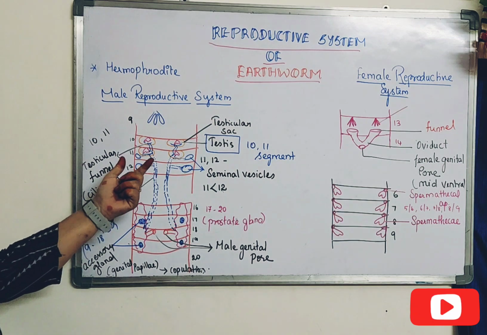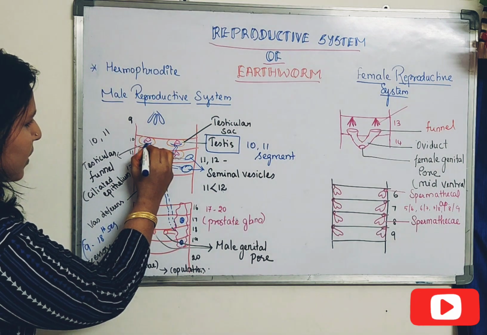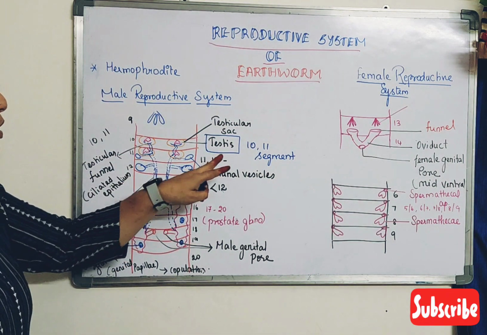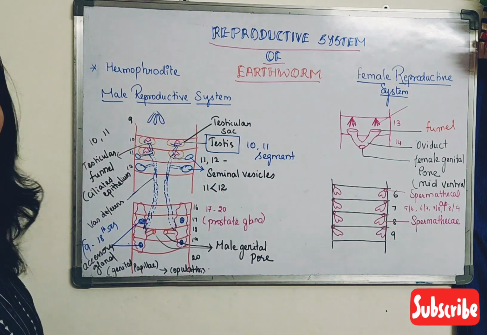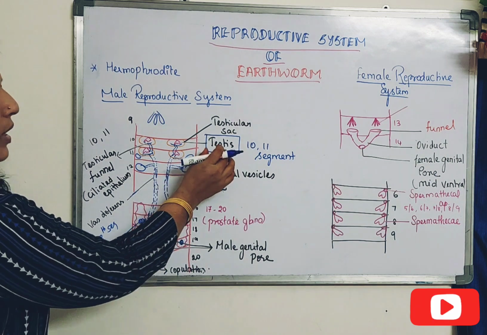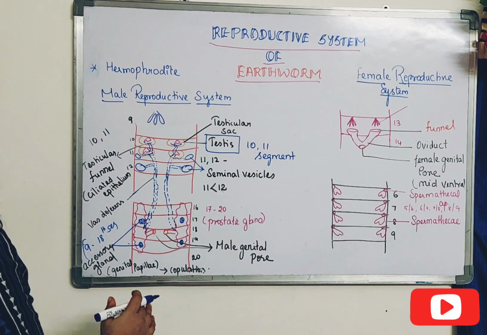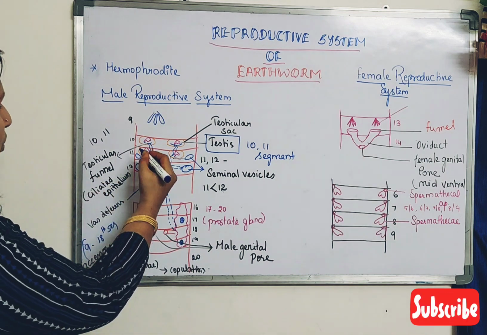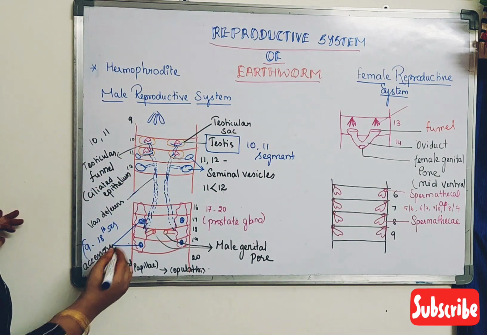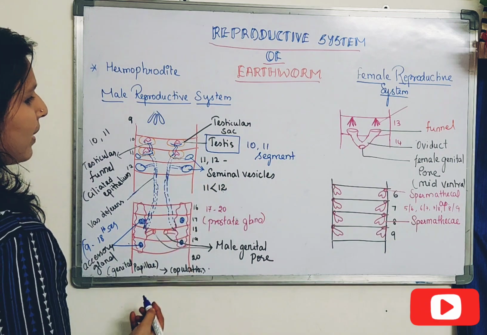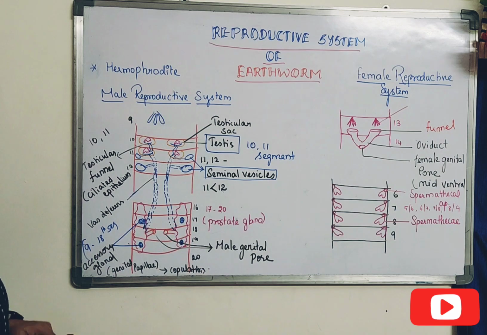Clear? The testicular sac opens into a small funnel-like structure. The testis is the part where the sperms are produced in the male reproductive system. After the production of sperms, they reach the testicular sac and, through the testicular funnel, reach the next segment. In the 11th and 12th segments of the earthworm, there are seminal vesicles.